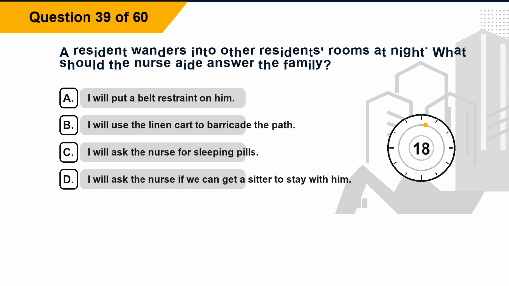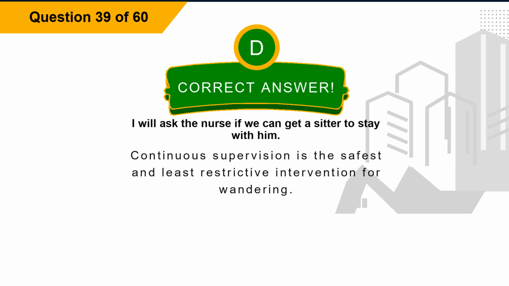Question 39. A resident wanders into other residents' rooms at night. What should the nurse aide answer the family? Option A, I will put a belt restraint on him. Option B, I will use the linen cart to barricade the path. Option C, I will ask the nurse for sleeping pills. Option D, I will ask the nurse if we can get a sitter to stay with him. The correct answer is option D, I will ask the nurse if we can get a sitter to stay with him. Explanation: continuous supervision is the safest and least restrictive intervention for wandering.